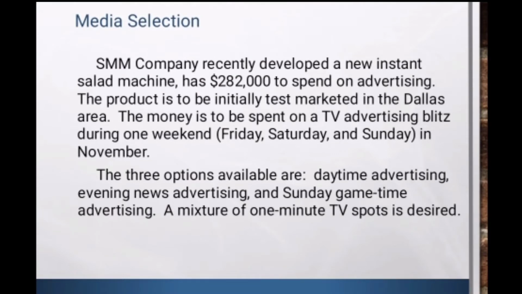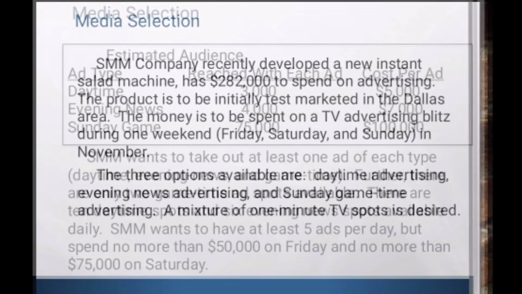S&M Company recently developed a new instant salad machine and has $282,000 to spend on advertising. The product is to be initially test marketed in the Dallas area. The money is to be spent on a TV advertising blitz during one weekend, Friday, Saturday, and Sunday in November. The three options available are daytime advertising, evening news advertising, and Sunday game time advertising. A mixture of 1-minute TV spots is desired.